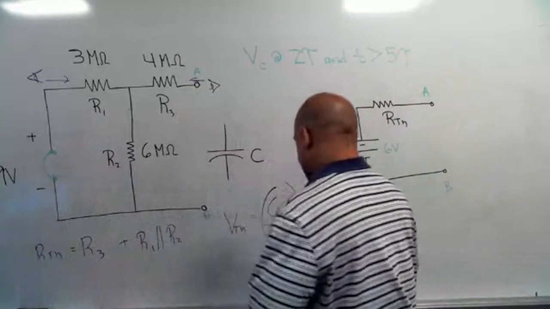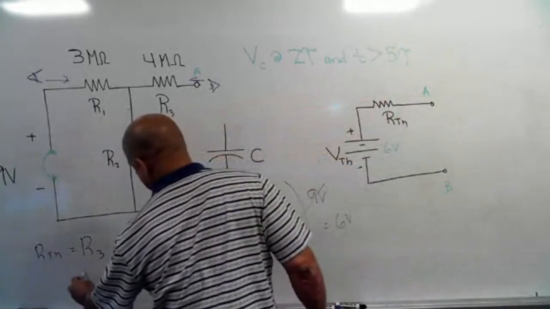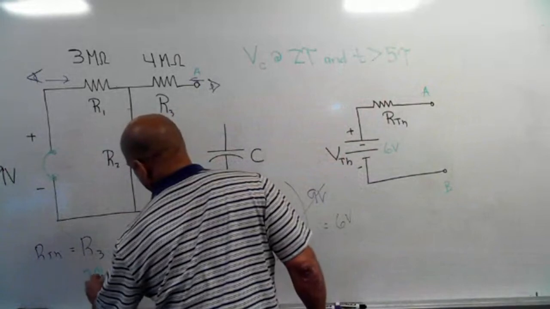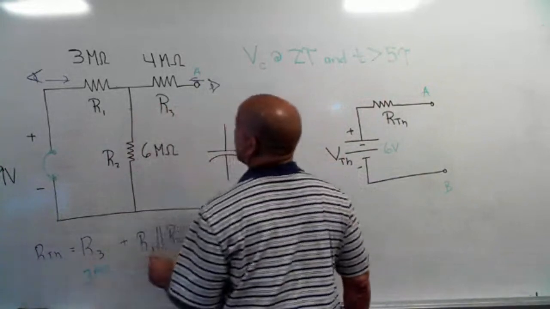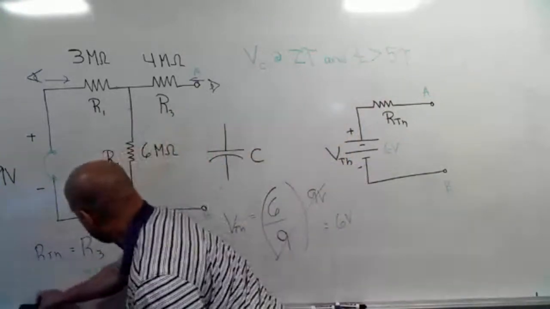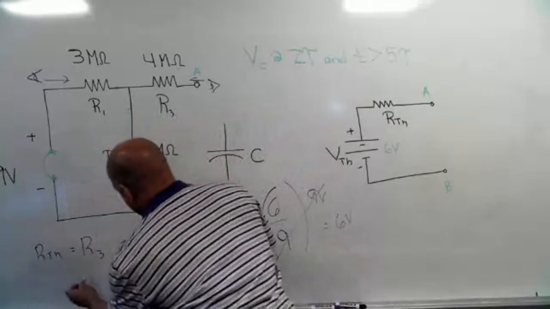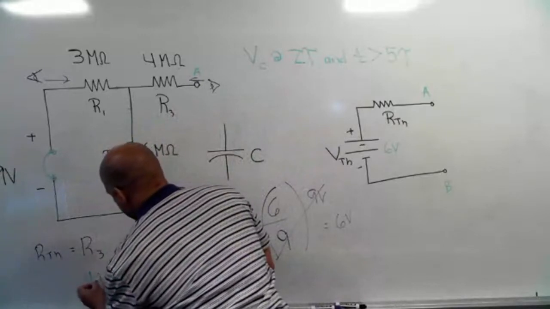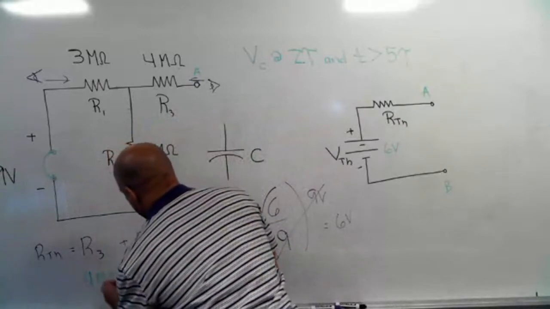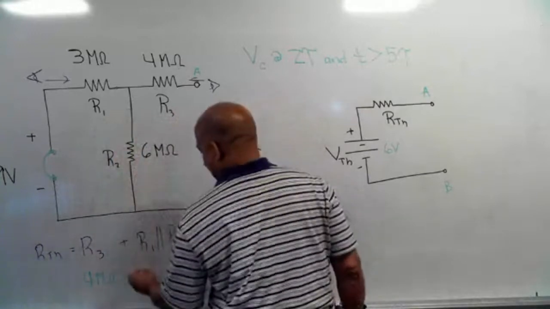If I put my numbers in there, I've got 3 megaohm plus, no, I got 4 megaohm. That's 4 megaohm. Yeah, R3 is 4 megaohm. Got 4 megaohm plus 3 in parallel with 6.